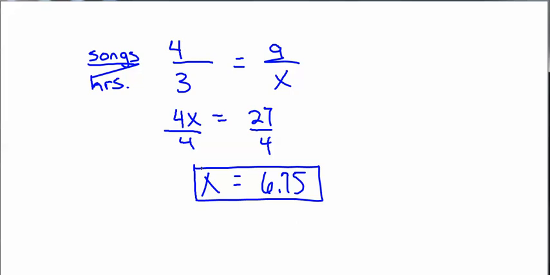All right, page 140, problems 18 through 32.